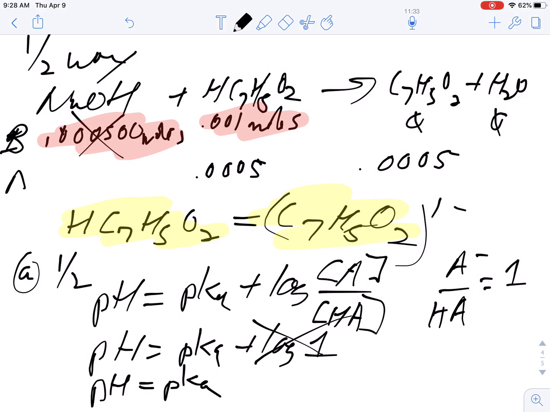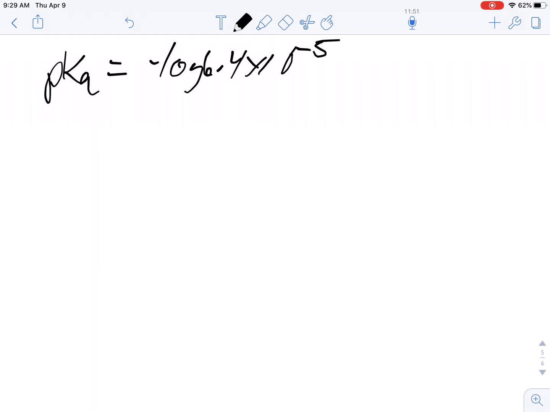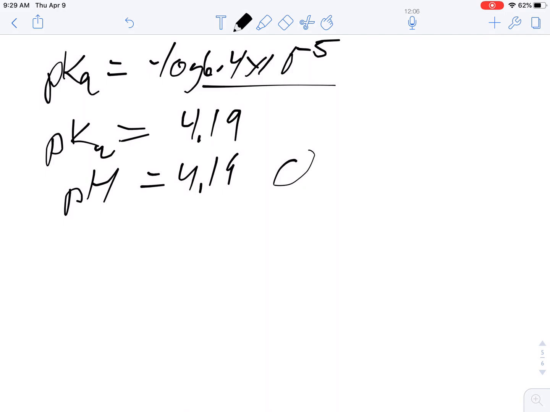So that portion is easier, finding halfway to the equivalence point, because all we have to do is find the pKa. The problem tells us that the Ka is 6.4 times 10 to the negative fifth. So the pKa is going to be 4.19, which means the pH is 4.19 at halfway to the equivalence point. All right? I will do 65b. We're doing the exact same thing, but this time with a base.